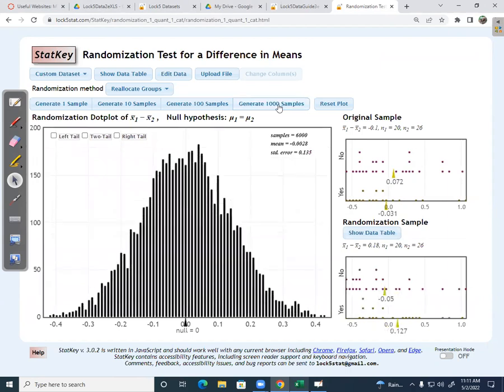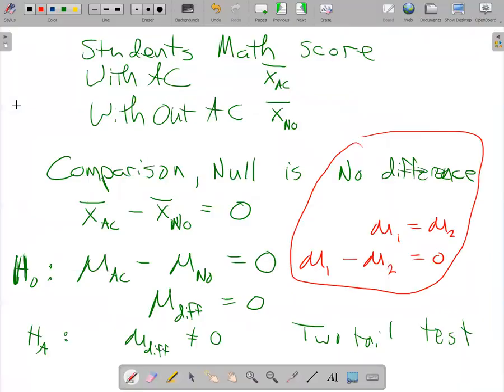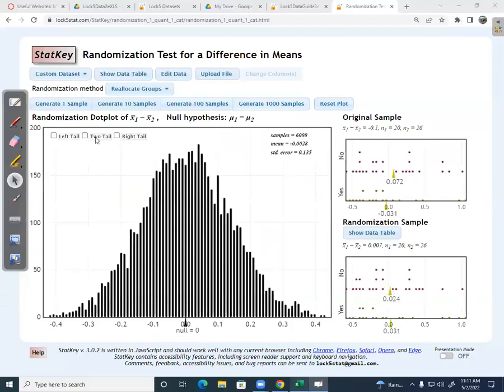All right, I got 6,000. Now, looking back at my notes, I have to remember which kind of test I'm doing. I went with there is a difference. It could go either way, so that's a two-tail test. So next I select two-tail.